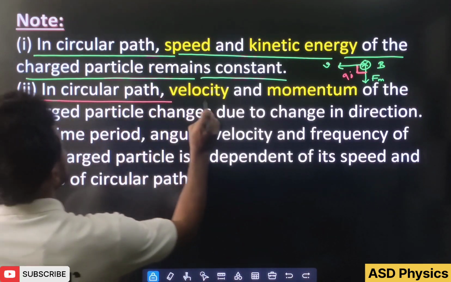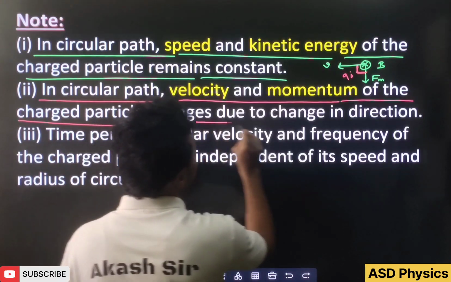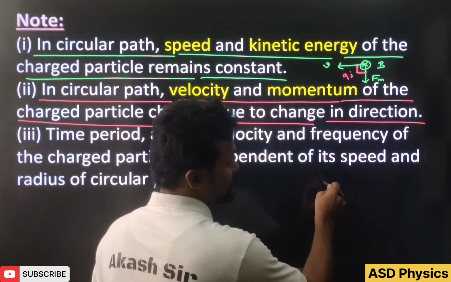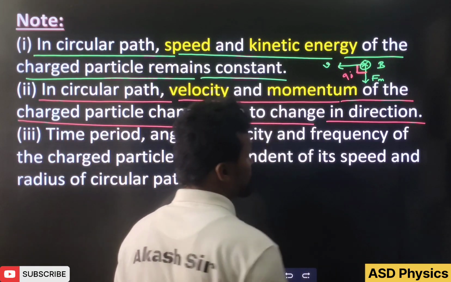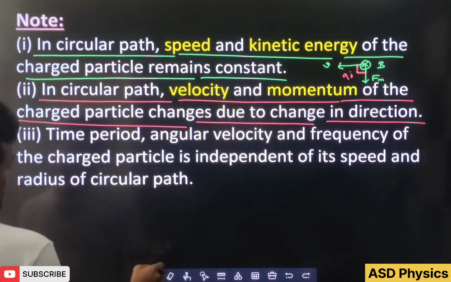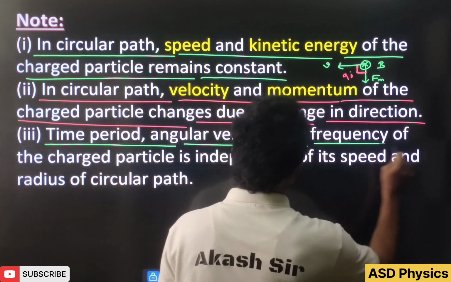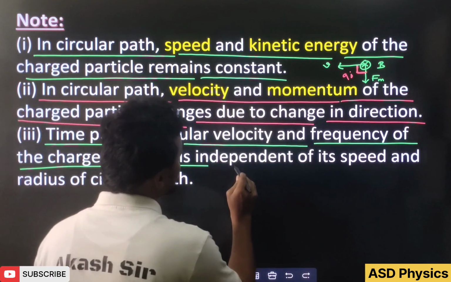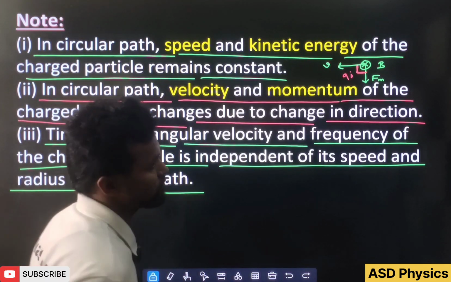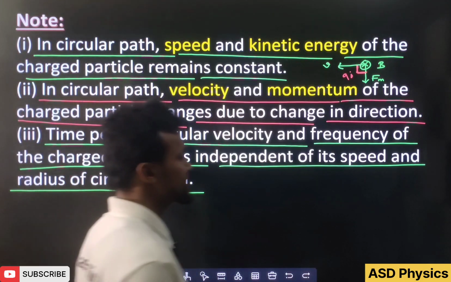Here second one, see, in circular path velocity and momentum of the charged particle change due to change in direction. You can see very well the direction keeps on changing. Here it was left side, downward, right side, upward. Remember the directions? That's why momentum and velocity both will change. Next one, as I have told you, third one: the time period, angular velocity and frequency of the charged particle are independent of its speed and radius of circular path. Is it? So all these things I have told you. Okay, very important. Now students, great.